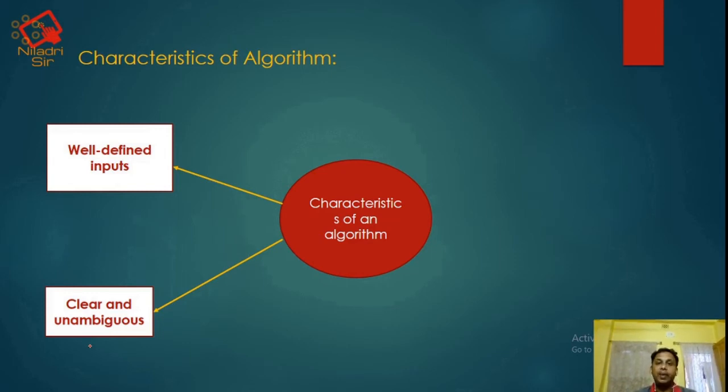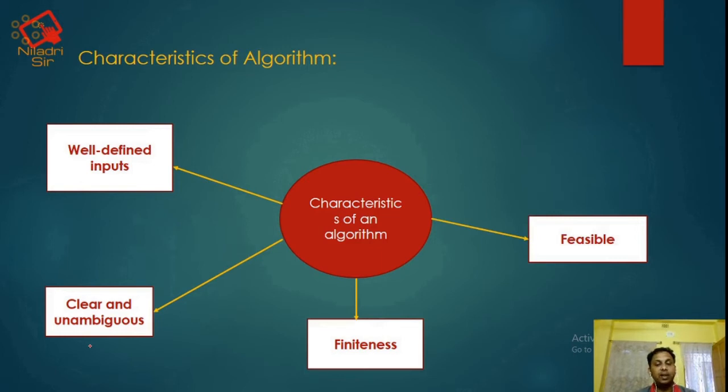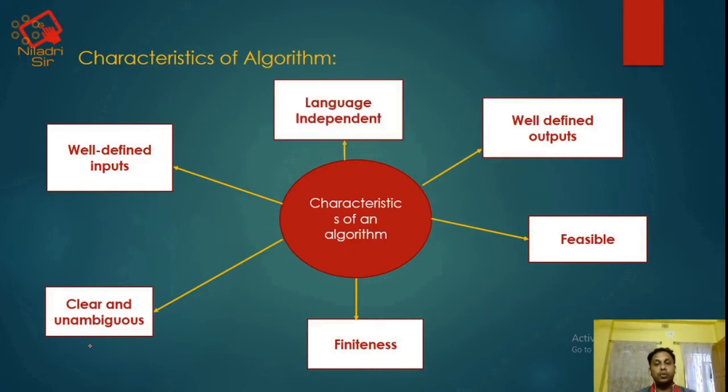so it must be properly understandable. Next one is finiteness. As I have told before, it must be completed within a specific time period. It cannot run for unlimited time. Next one is feasible. Obviously it must be feasible. Next one is well-defined outputs. As we have understood, the algorithm requires some inputs and it produces some well-defined outputs.